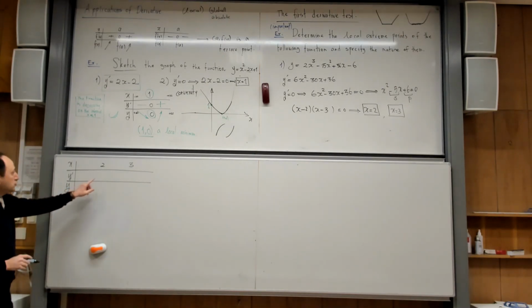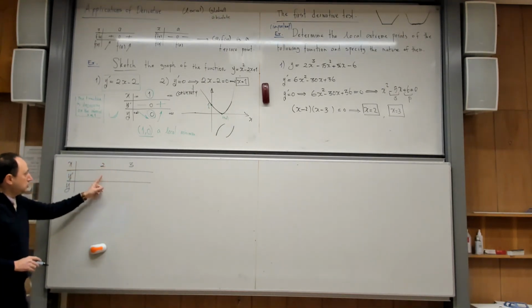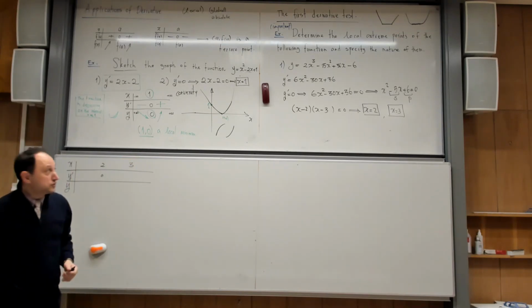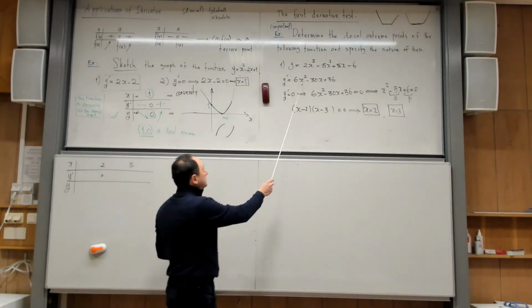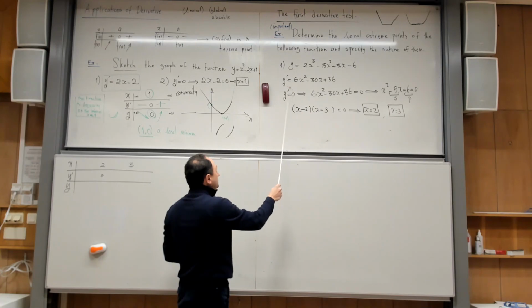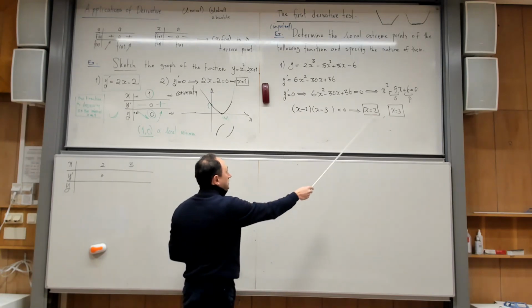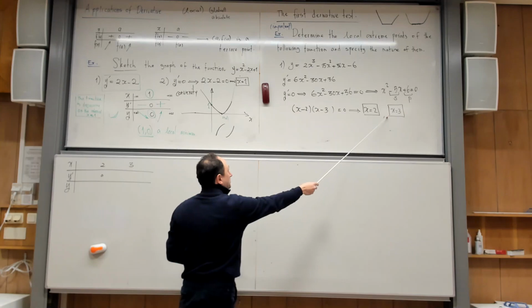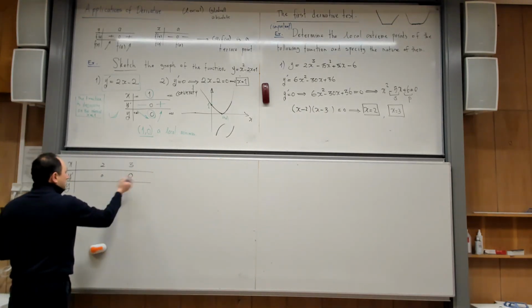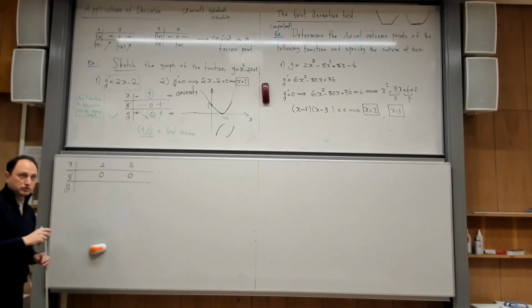Can you tell me what I should write in the middle row below 2? It is 0. If you don't believe, you need to go to the derivative and put 2 there and calculate. But this is not necessary, because I myself put the derivative equal to 0 and got these 2 numbers. So it is clear that if I plug them back, I will get 0. Unless you want to double check. Otherwise, if you're confident about your calculations, this is 0, 0.